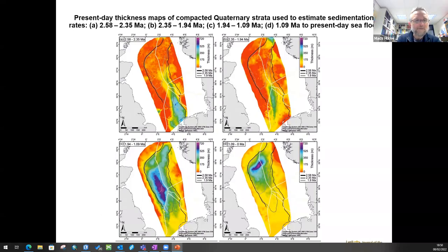The map in the bottom left is the longest duration of the earliest Quaternary. So that's 900,000 years, and that thickness is about 700 meters at its thickest. And finally, on the right-hand side, we've lumped in the last 1.1 million years of the Quaternary into the depocenter here, which is a sort of kidney shape in the outer Moray Firth, attaining thicknesses of about 700 meters as well.